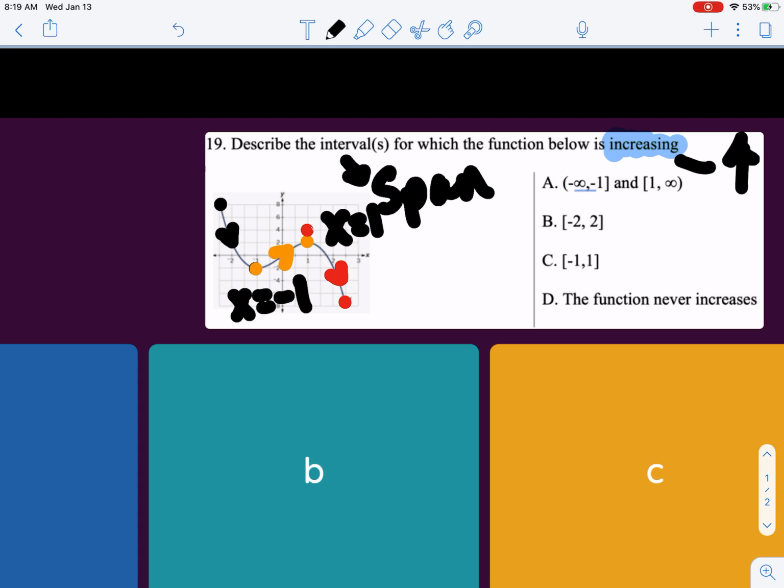So from -infinity all the way to -1, it's going down. Because of that, I get rid of answer choice A. The great thing about math is if part of the answer is wrong, the entire thing is wrong. So from -2, from green dot to green dot, the graph is going down and up. It's only concerned with it increasing. So I'll get rid of that.